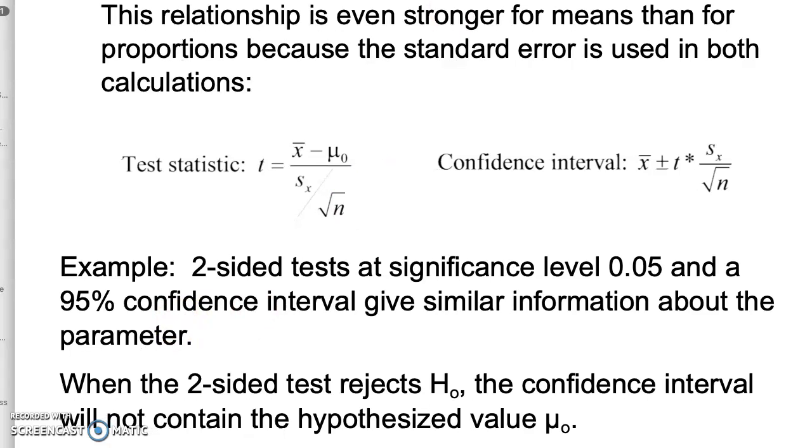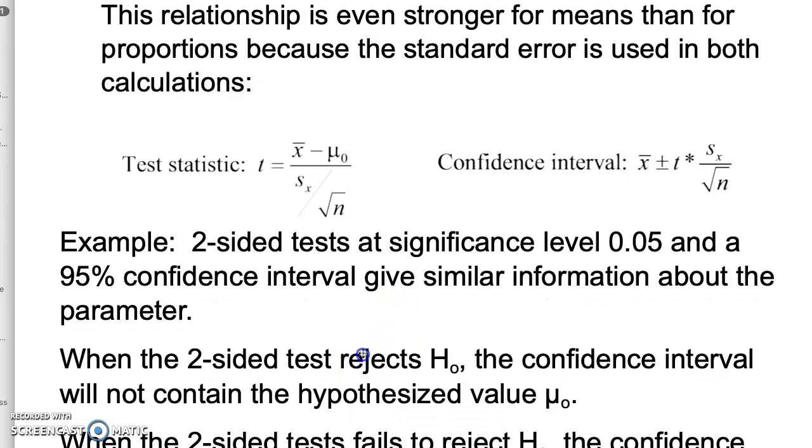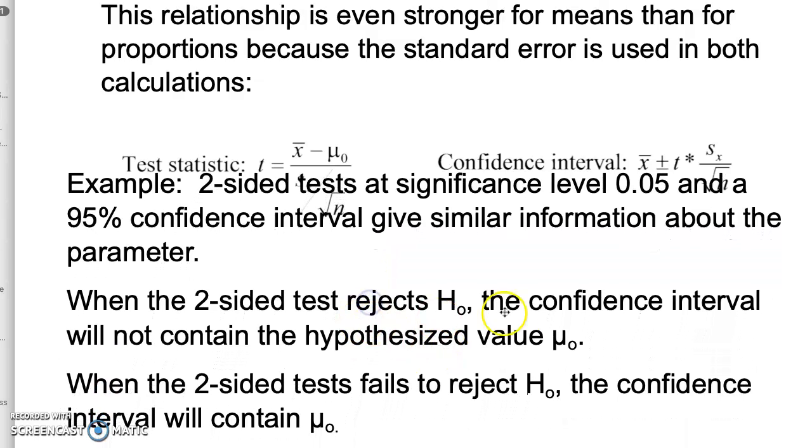When the two-sided test rejects the null hypothesis, the confidence interval will not contain the hypothesized value mu 0. When the two-sided test fails to reject, the confidence interval will contain the hypothesized value.